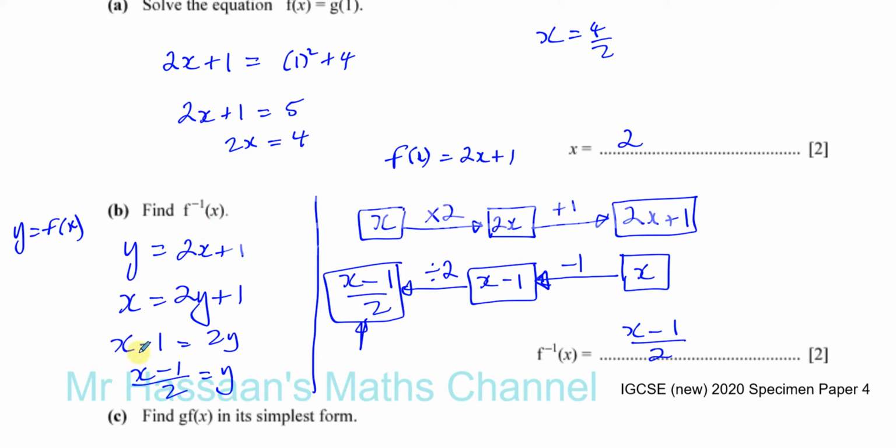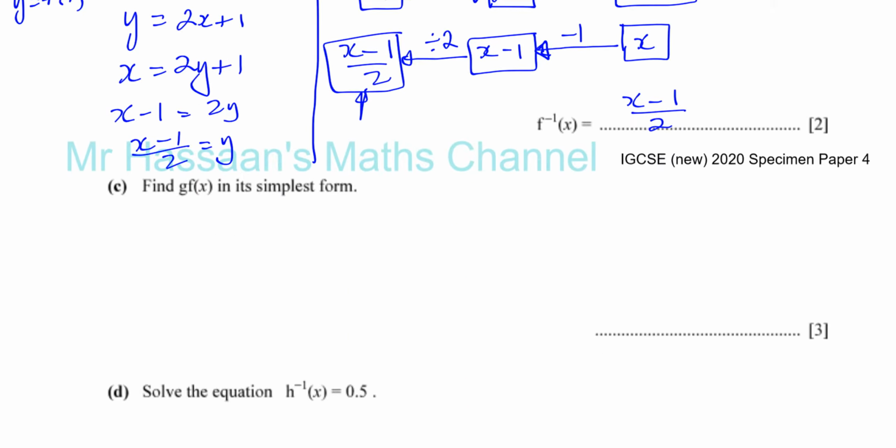Most people use this algebraic method, but this is a nice way of picturing what's going on. Sometimes it gets complicated when you've got more complicated expressions, but it does help you to understand what's going on. Now, part C says, find g of f of x in its simplest form.